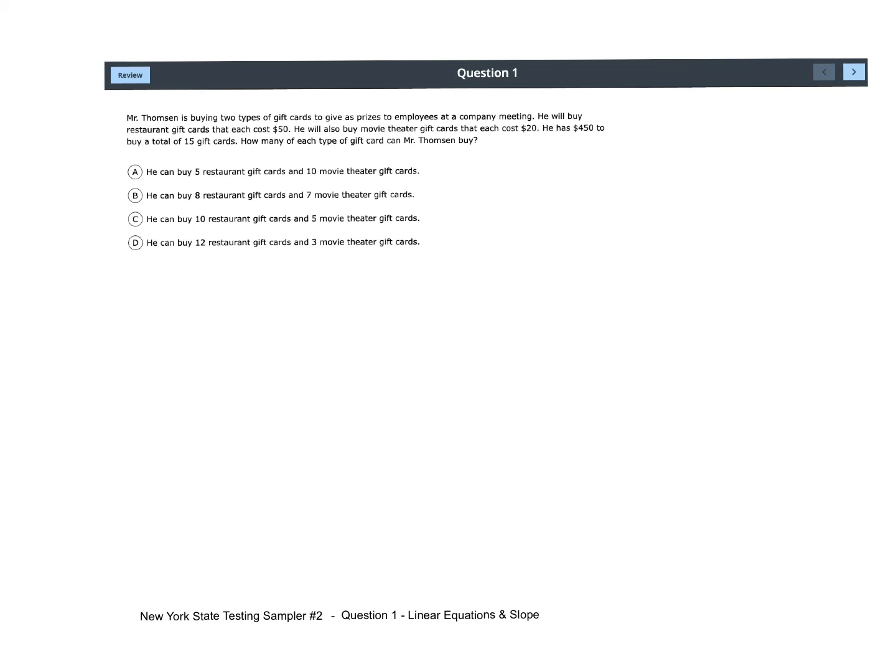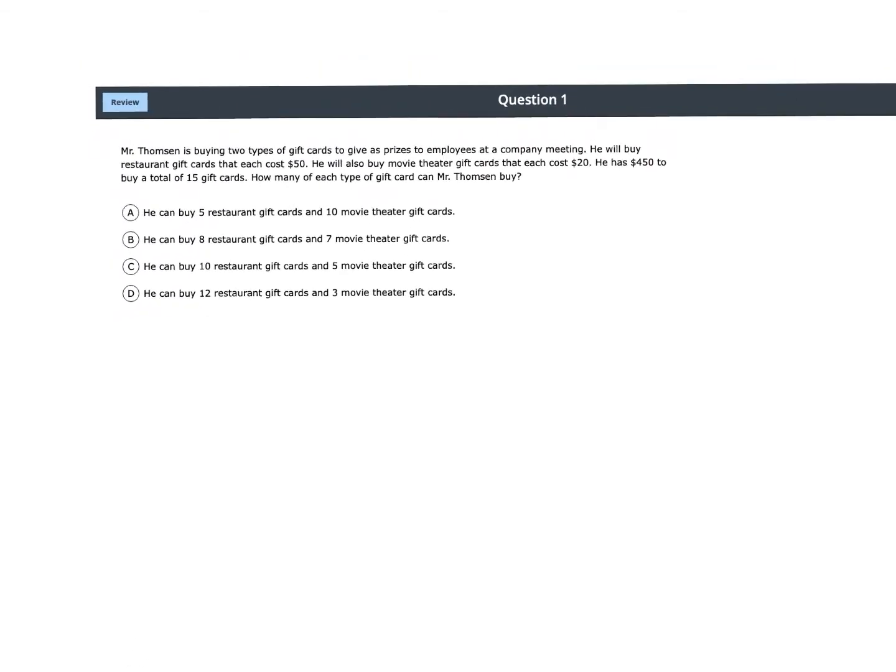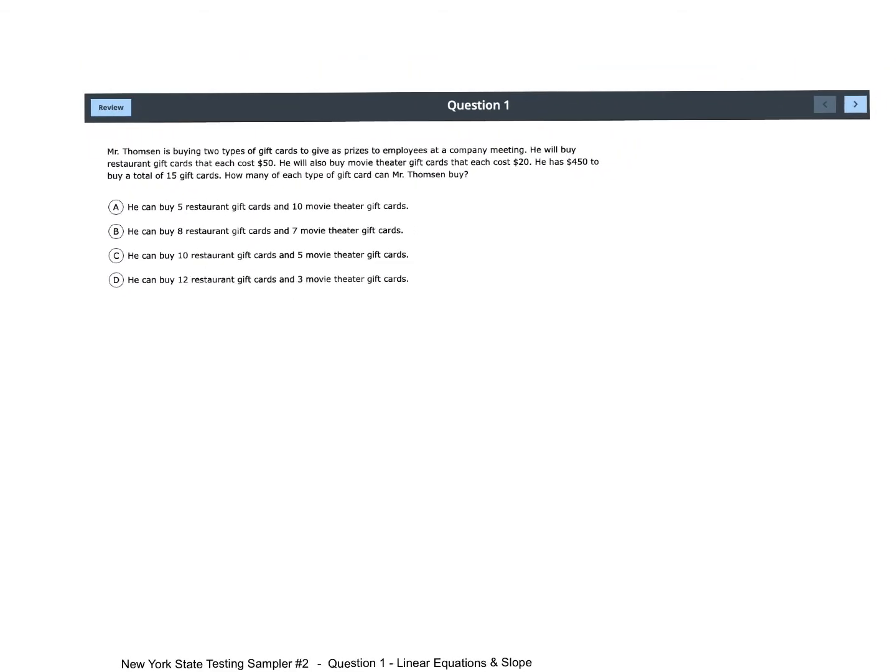This question is a New York State testing sampler number 2, Math 8 question. It's question number 1, and it's linear equations and slope. This is a word problem, and it involves systems of equations. So one thing that you want to remember is that we learned several ways to do systems of equations.